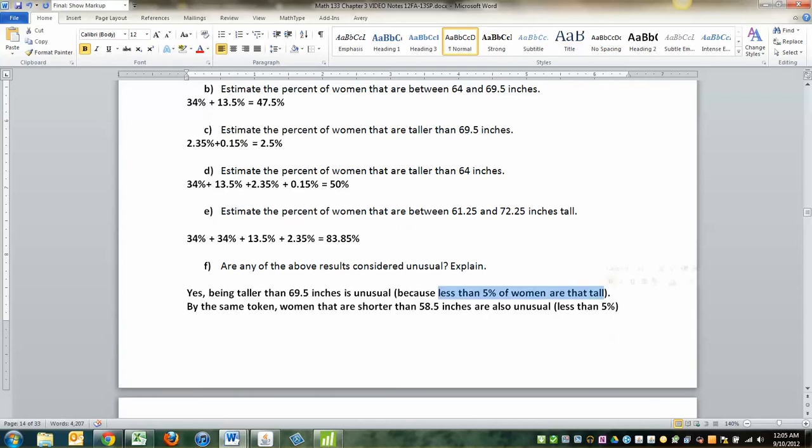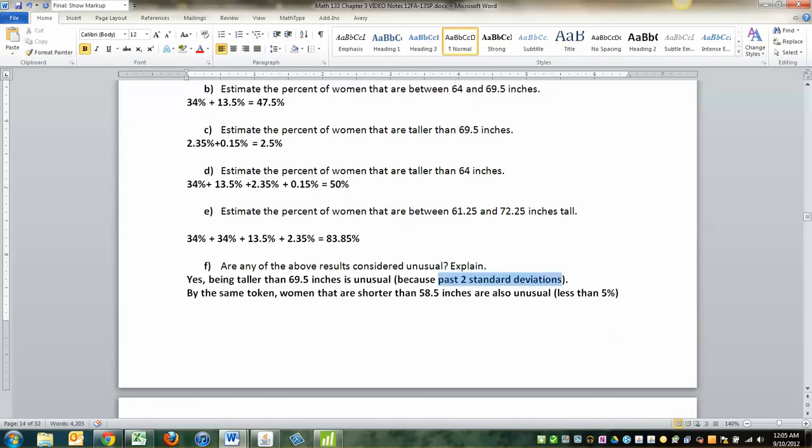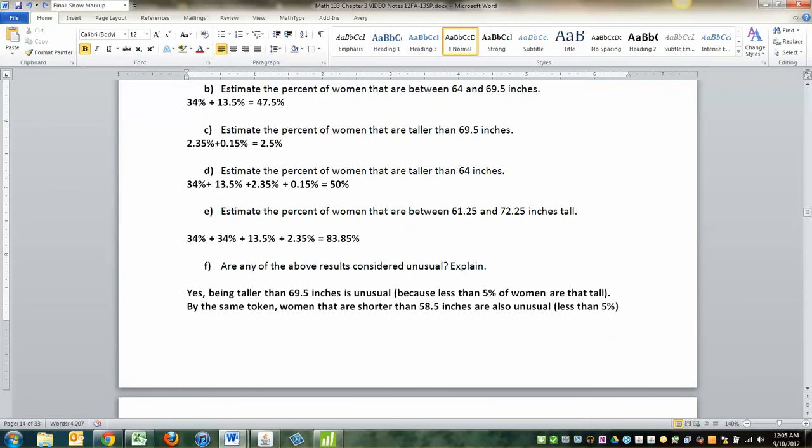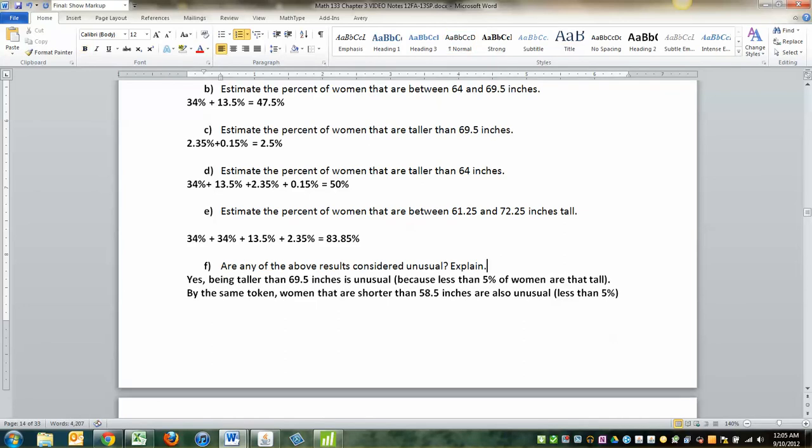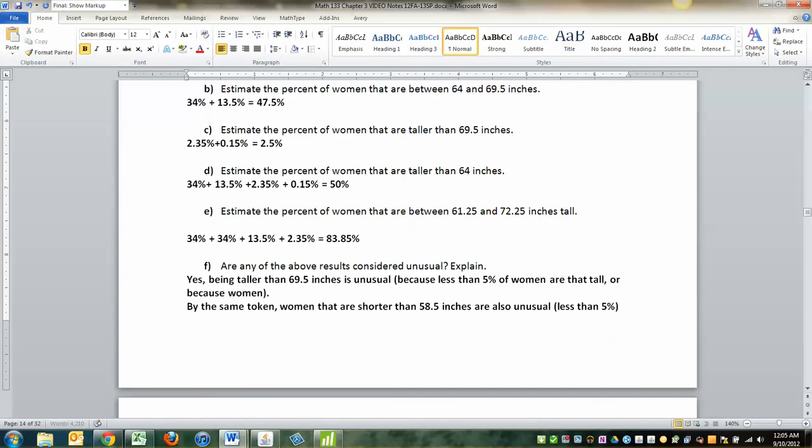So you could say also, because it's past 2 standard deviations, or it's less than 5% when women are that tall, or because women who are that tall are more than 2 standard deviations from the mean.